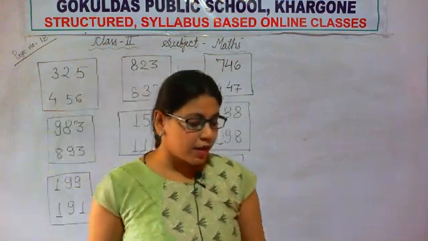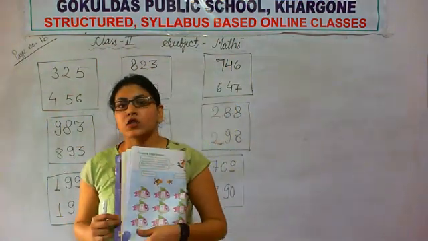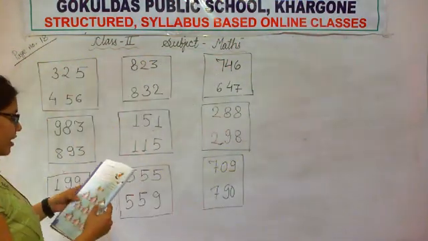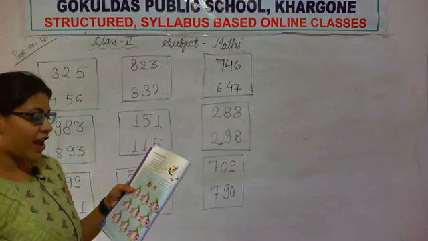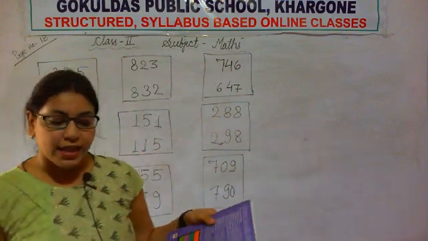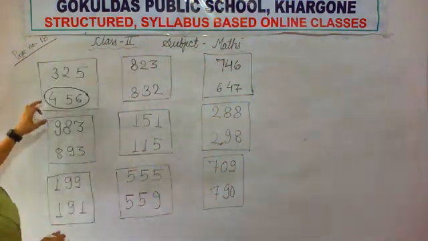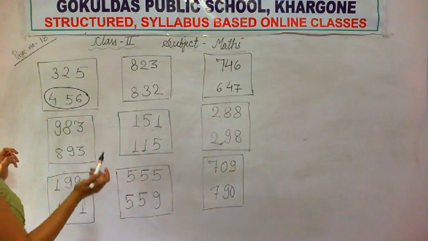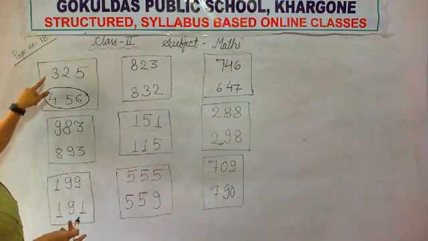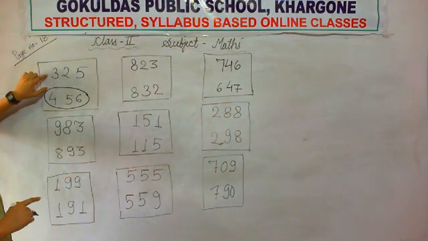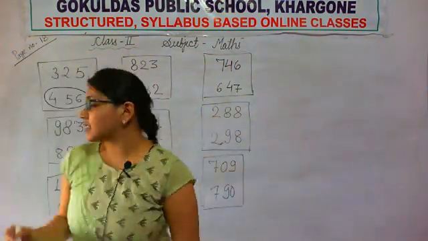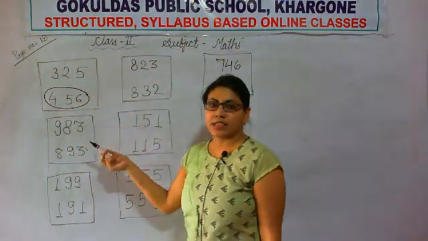So I have given you work page number 18. Let us check whether you have done it correctly or not. The very first numbers they have given are 325 and 456, and they put a circle over 456. Why did they put a circle on 456? Because 456 is greater. Both the numbers have 3 digits, so we'll check the highest place value digit. Here the highest place is hundreds, and at the hundreds place 3 is here, and 4 is here. So 4 is greater than 3. That is why 456 is greater.